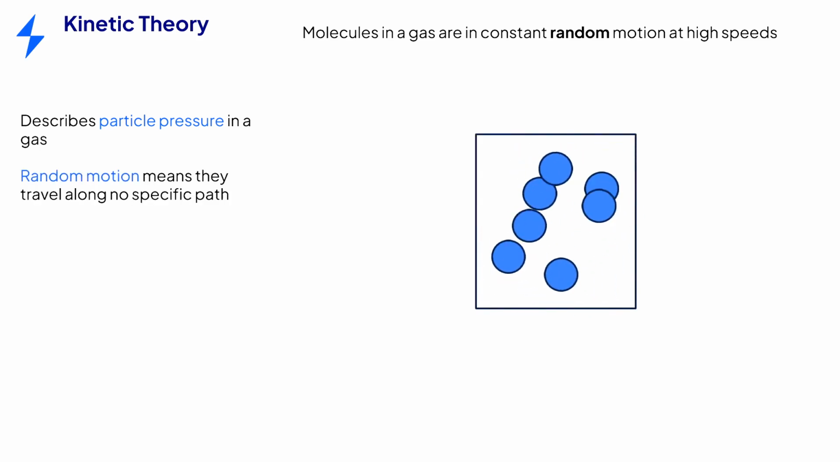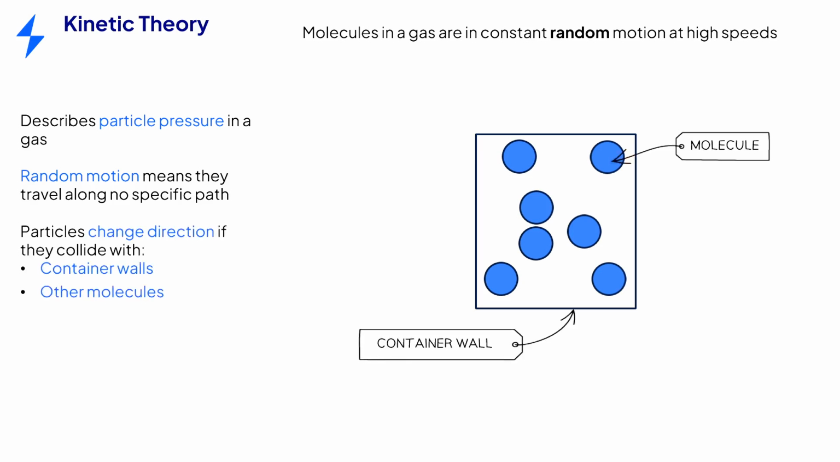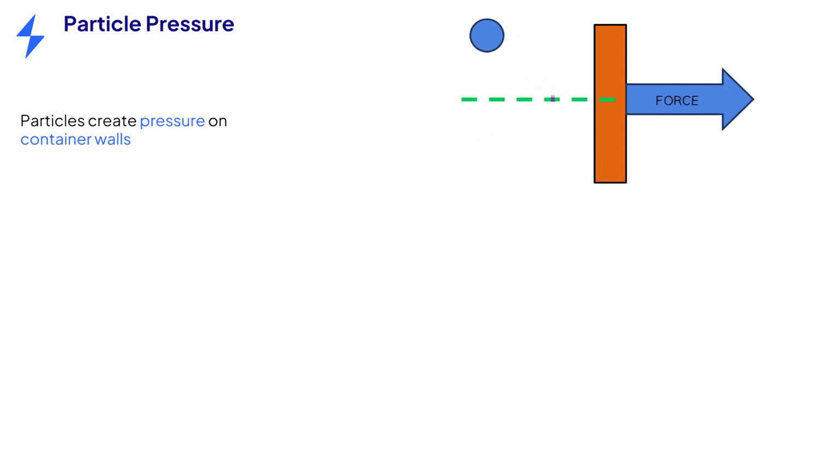The random motion means they travel along no specific path, but change direction if they collide with container walls or other molecules. Particles create pressure on the walls of their containers. The collisions produce a net force at right angles to the wall of the container.